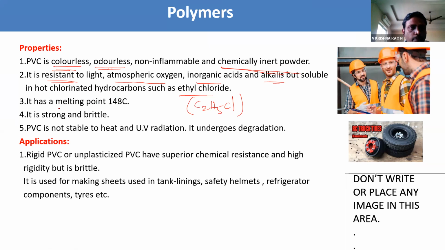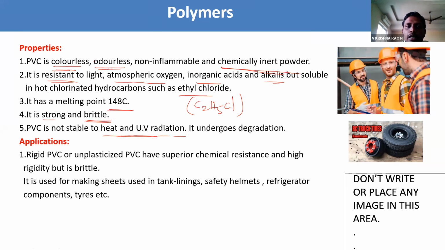The melting point of PVC is 148 degrees centigrade. It is a strong polymer, strong and brittle in nature. PVC is not stable to heat and UV radiation. When PVC is kept in heat and UV radiation, it undergoes degradation. These are the properties of PVC, polyvinyl chloride.